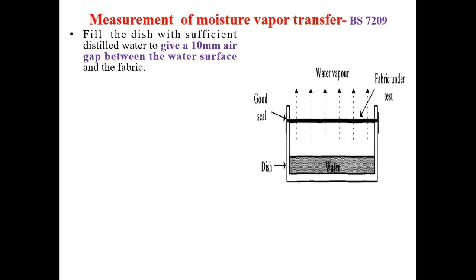and the fabric. See, you can see this is the dish, right? This is the water. This is the fabric. Okay, and as I have mentioned, there is a 10 millimeter air gap between the water surface and the fabric. So this is the water surface and this is the fabric. Okay, and this distance is 10 millimeter.